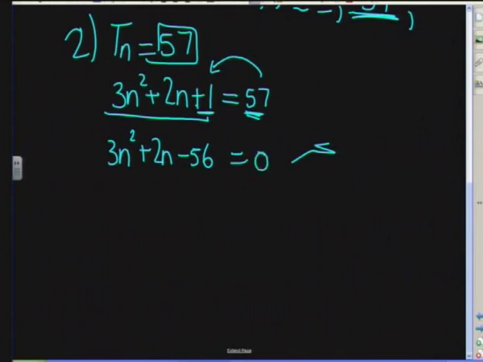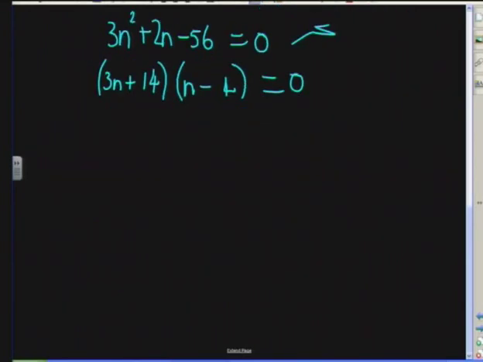Okay? You guys recognize that is now a quadratic equation. I need to factorize that into its two factors. All right, and the factors here, we're going to have 3n and n. 56 is 14 times 4. And we need to have a positive 2n as the middle term, so it's going to be 3n plus 14 times n minus 4. Okay, remember, like a normal quadratic equation, we're going to let each bracket equal to 0 in order to solve for our variable.